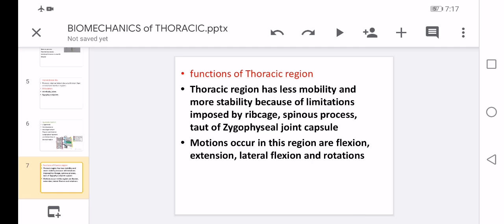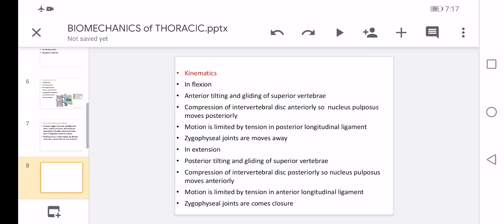If we talk about the functions, the thoracic region has less mobility but more stability. This is quite the opposite of the biomechanics of the cervical vertebra, because of limitations imposed by the rib cage, the spinous processes, and the zygapophyseal joint capsules. The motions that occur are flexion, extension, lateral flexion and rotation. Kinematics deals only with the motions.